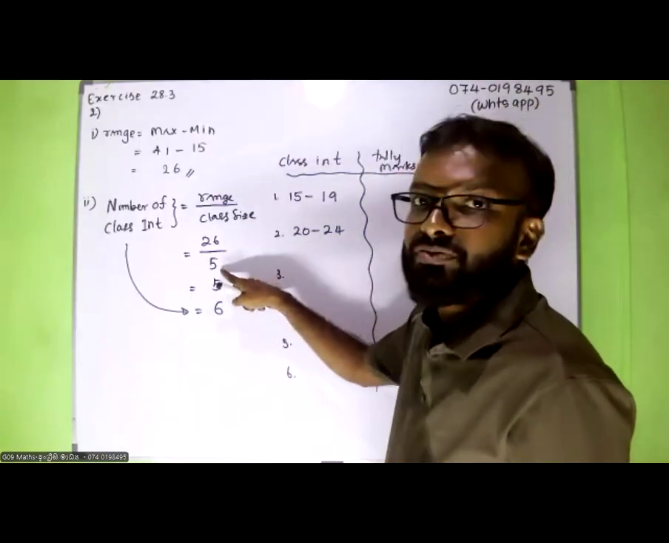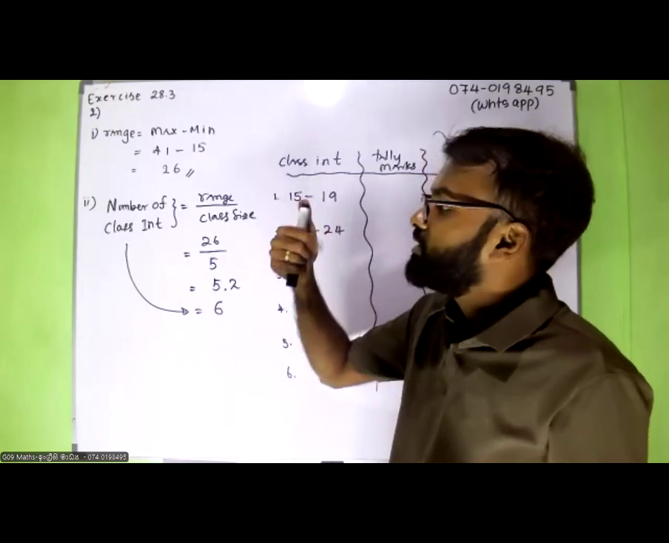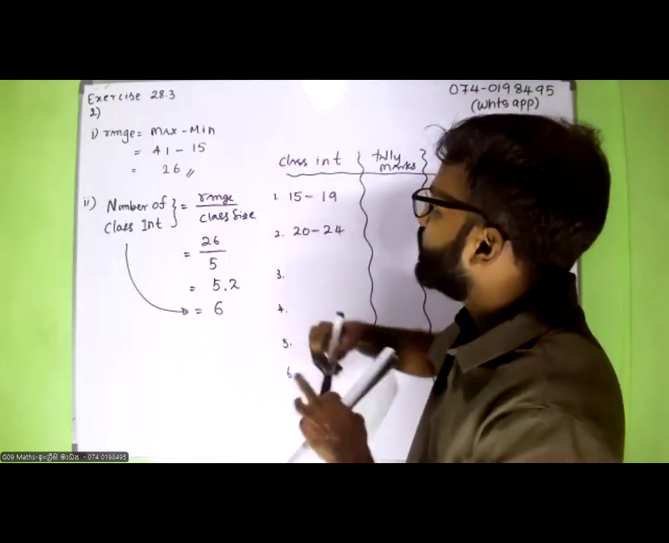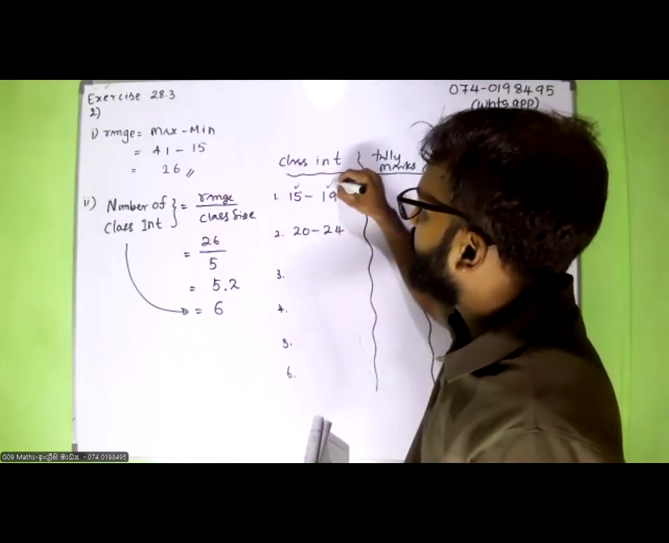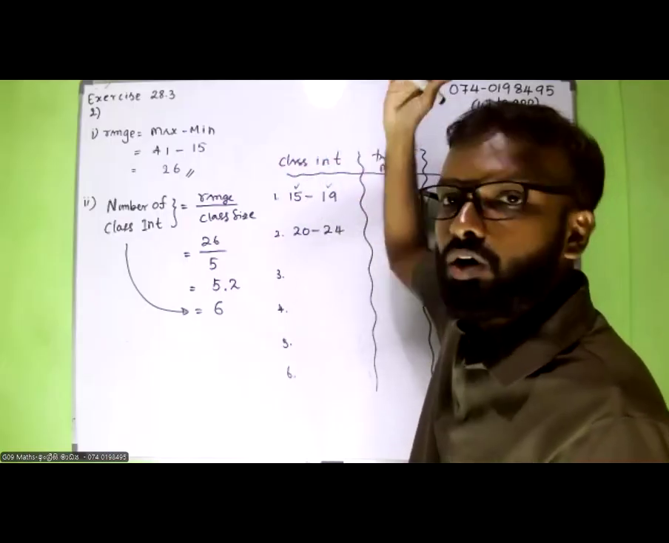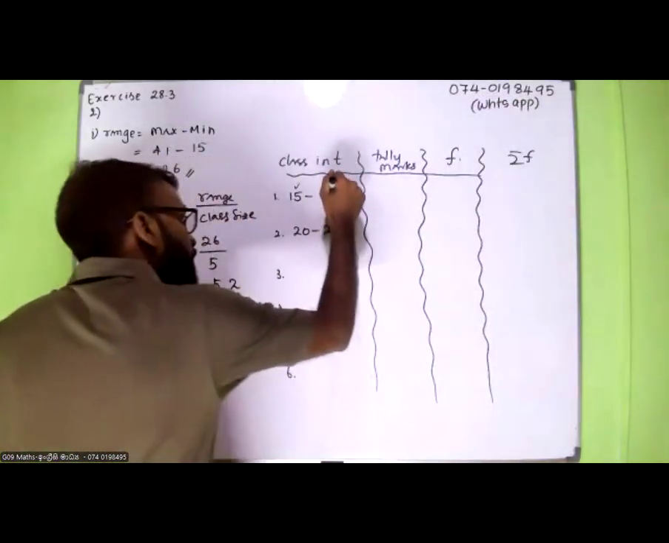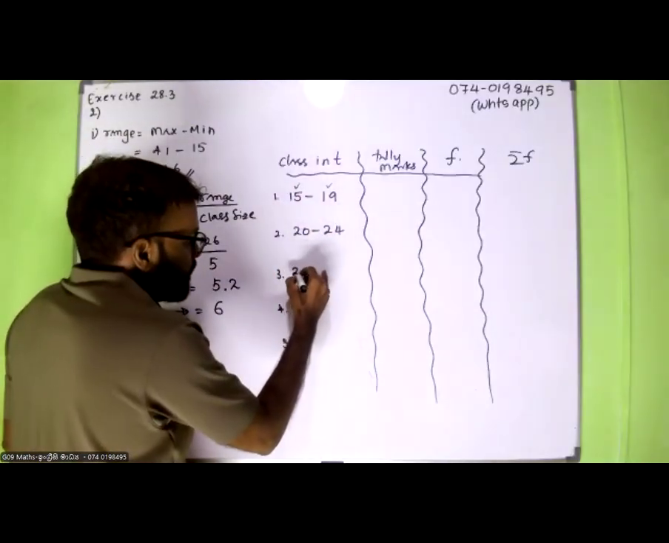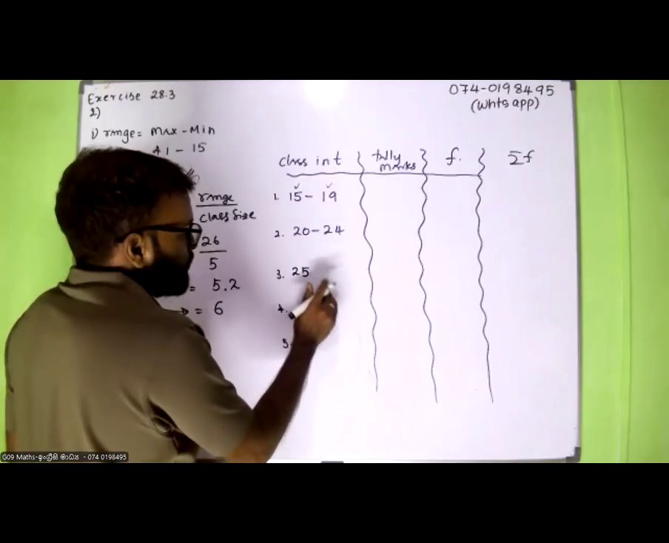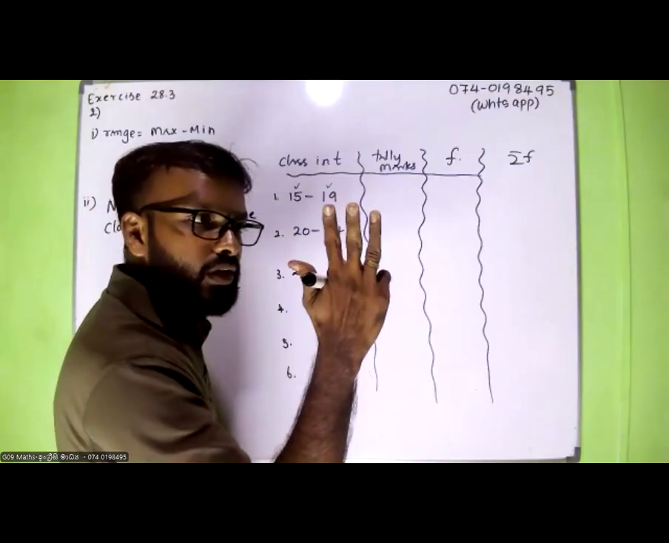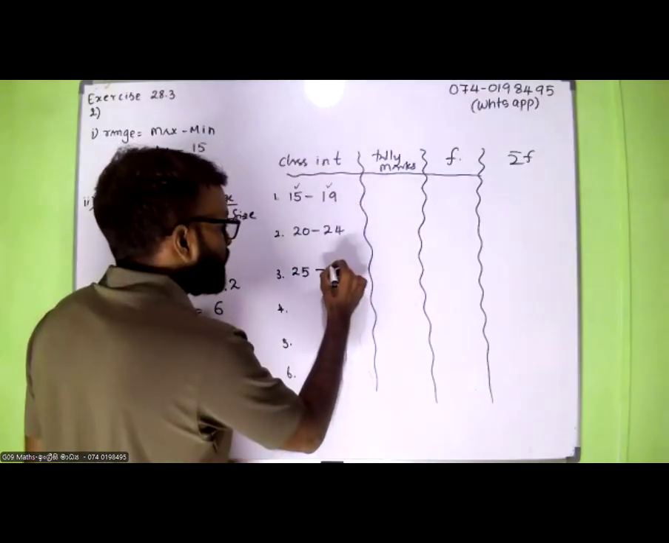Your class size is 5. So 15, 16, 17, 18, 19. Done. So you have to include both of them really. 15 and 19 and the other values are included in this, right? Not like in the closed gap. This is an open gap, 90 to 80, right? So you have to start from 25, right? So 25, 26, 27, 28, 29. You have to end it at 29.